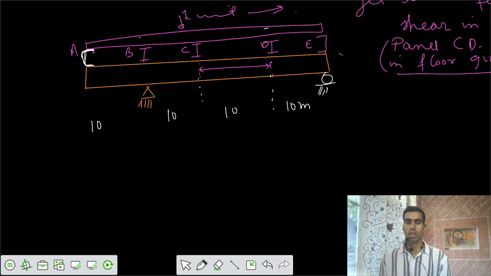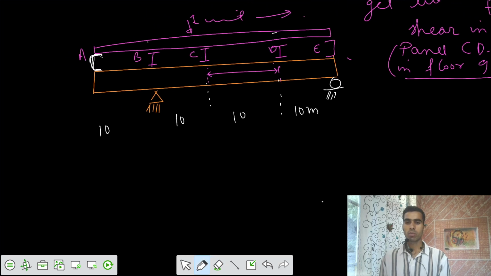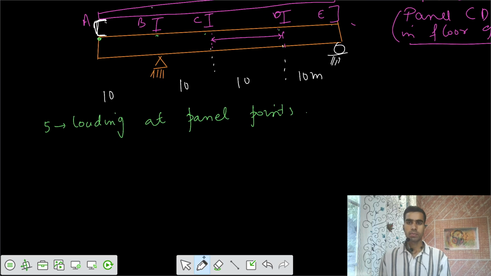How many critical points do we have? I would say we have one critical point, one, one, one, one. So 5 loading points. We are applying loads at those panel points. So let's take the first case, that load at A.